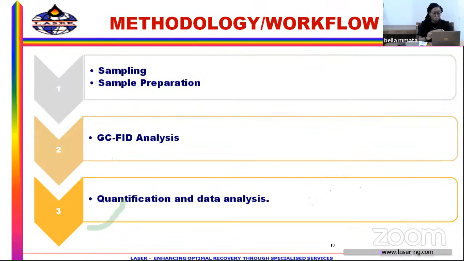Then we employed the following methodology to be able to carry out this work. We went to field sampling. When we came back from field sampling, we had to prepare the samples, and then we did GC/FID analysis because we're discussing whole oil fingerprints this evening. Thereafter, we did the quantification and data analysis for the fluids.